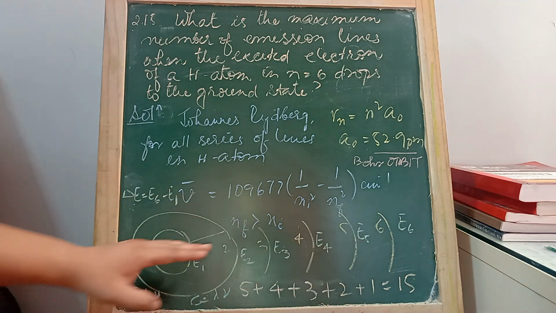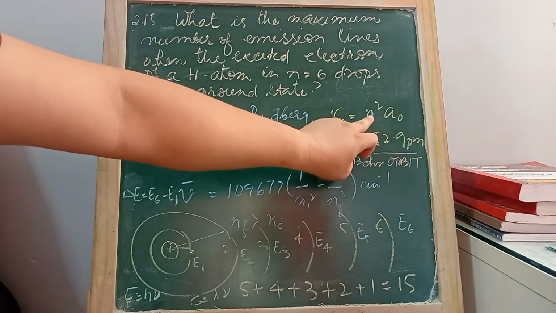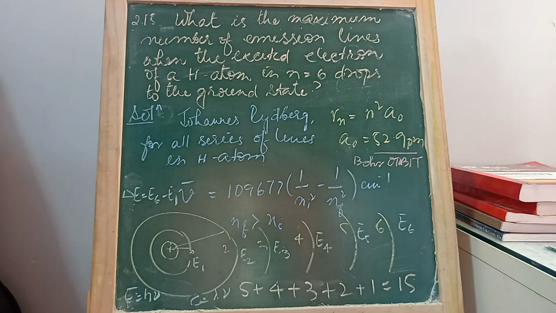And what will the radius be when it is in the 6th orbit? Multiplied by 6 square. We put the value of n as 6, so it is 36 times 52.9 picometer. Fine.